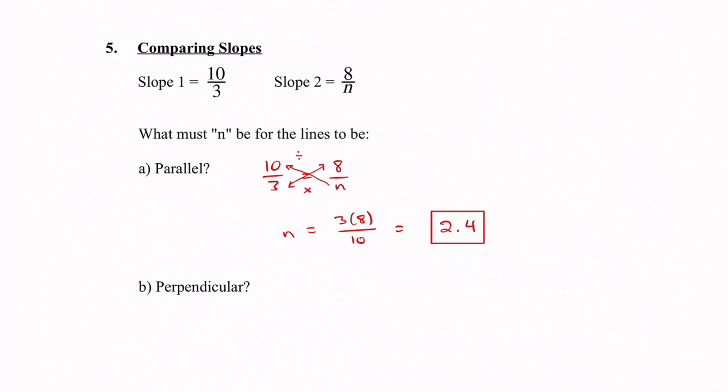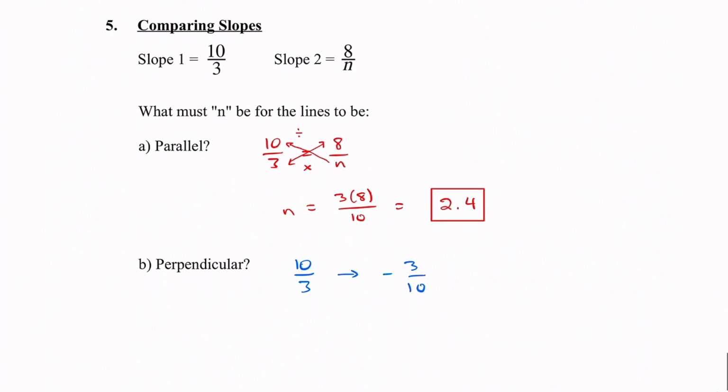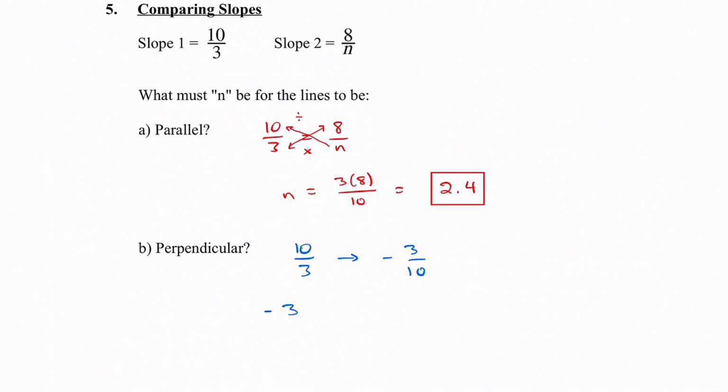For the second one, when it's perpendicular, remember we said perpendicular was negative reciprocal. So if the slope was 10 over 3, to be negative reciprocal, it's going to have to be the opposite sign, so negative. And then reciprocal, we flip. So we got 3 over 10. So now I'll take negative 3 over 10, and I can set that equal to 8 over n.